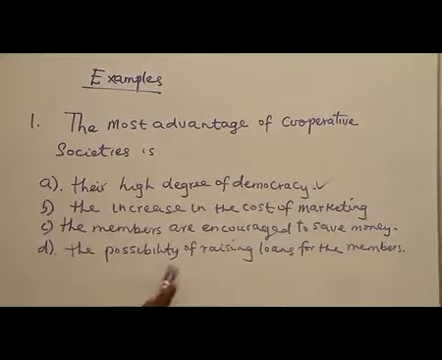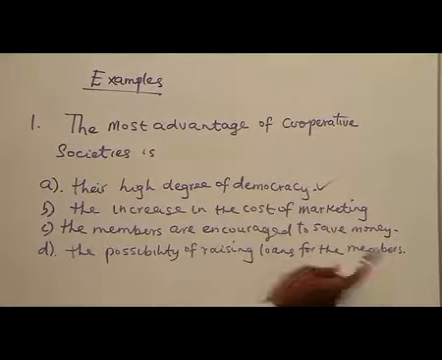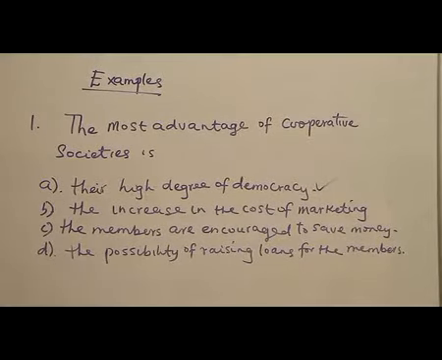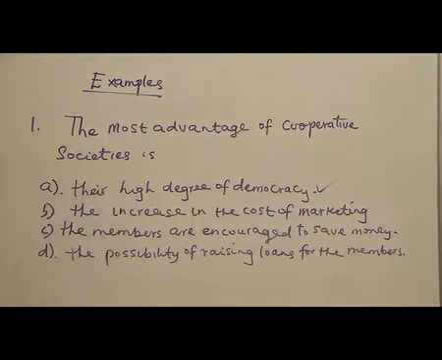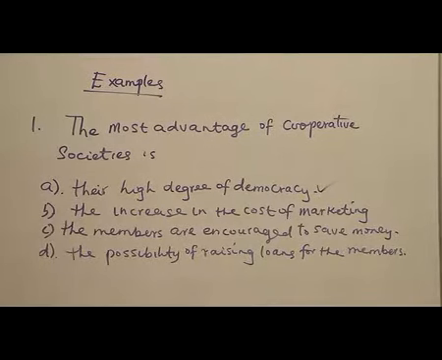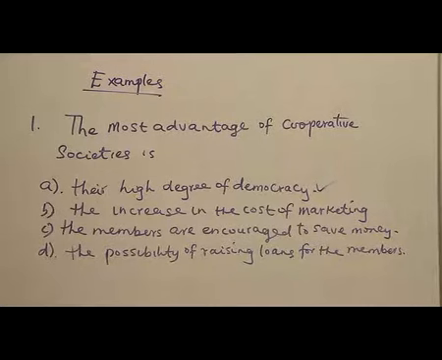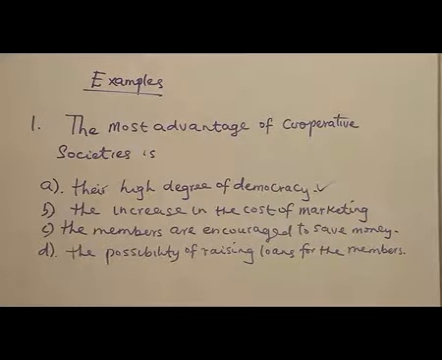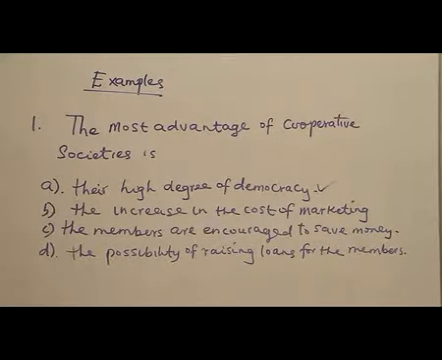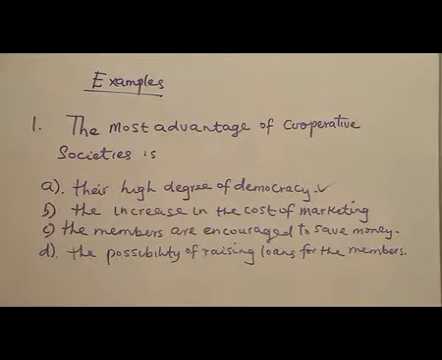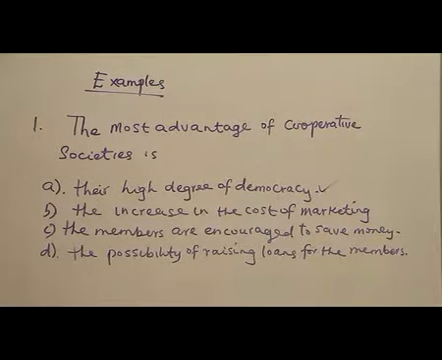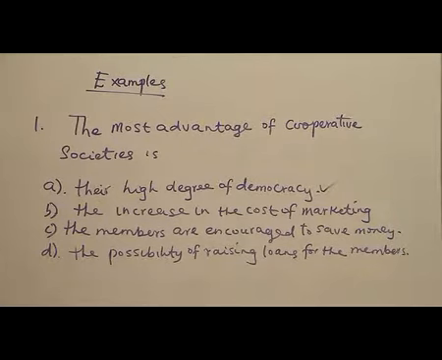D, the possibility of raising loans for their members. In consumer cooperative society, they are not raising loans there. They put resources together and buy goods at cheaper rate. While in a producer cooperative society, well, they contribute, but they are not talking about loans, though there's a way they assist themselves. But credit and thrift is basically on loans or grants.